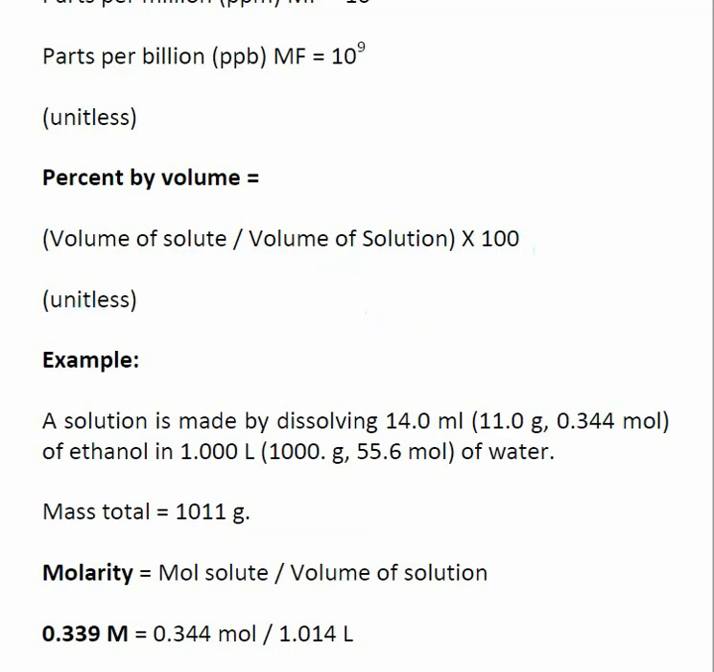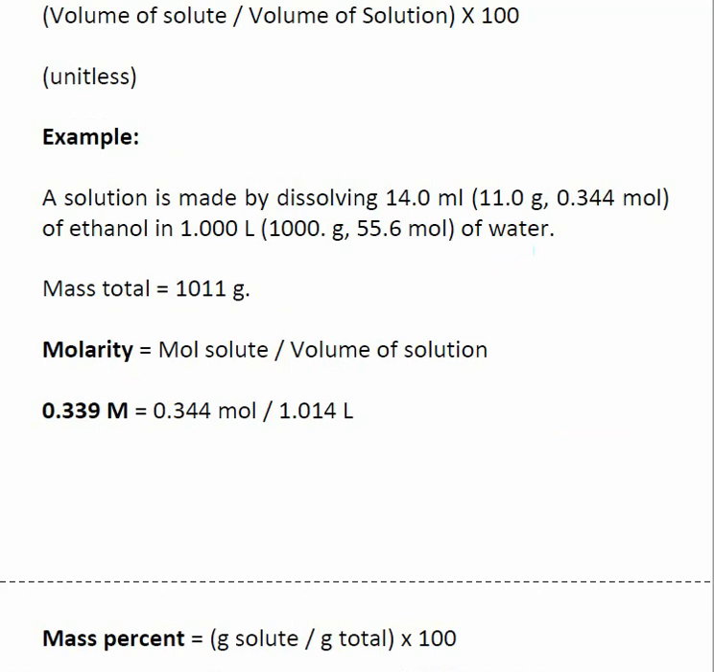So now let's look at an example. And like I said before, all of these measures of concentration are saying the same thing. So I give you an example here. I've told you that I'm dissolving ethanol in water, and I give you a certain amount. So I'm putting 14 milliliters of ethanol into 1 liter of water. And I've gone ahead and done some of the conversions that we're going to need for this. So hopefully you already know how to go from milliliters to grams to moles and things like that. But in 14 milliliters of ethanol, there's 11 grams and 0.344 moles of ethanol.